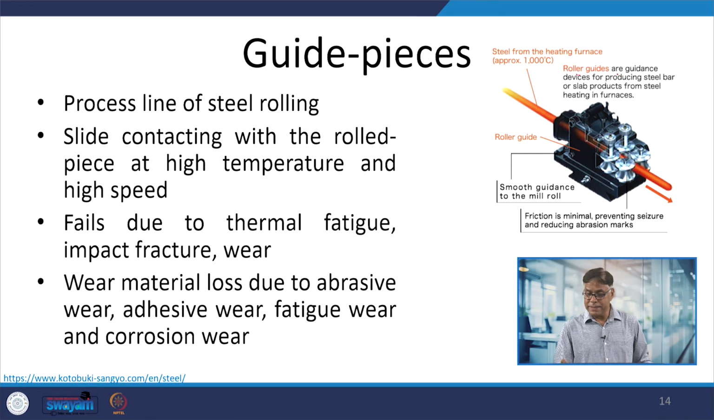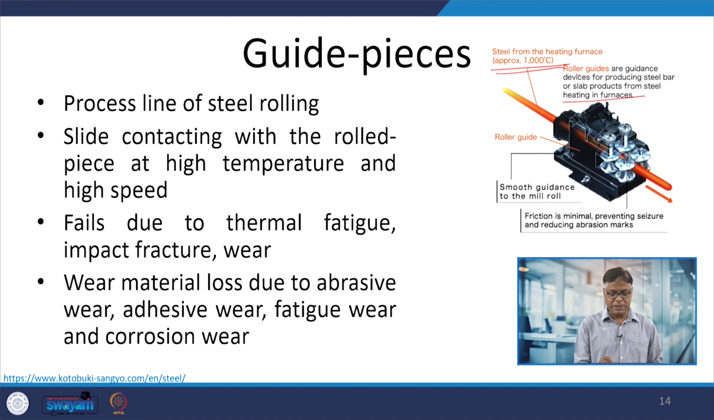The roller guides are guidance devices for producing steel bars and slab products from the steel coming from the heating furnaces. It comes at a high temperature, say 1000 degrees centigrade, then it is passed through the roller guide and followed by the rollers. It is expected that between the rollers and the bars the friction is minimal, preventing seizure and reducing abrasive marks. This is particularly used when the process is continuous and rolling is done subsequently in a number of stages.